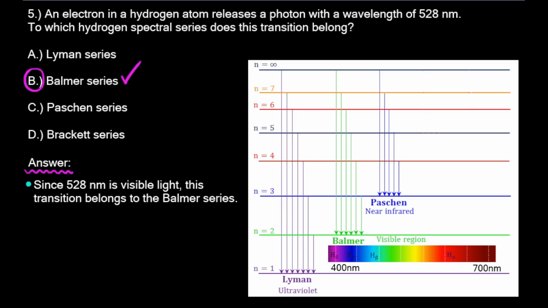Now, 528 nanometers is in the visible light range. But why? Because remember, we said red light has a wavelength of about 700 nanometers and violet light has a wavelength of about 400 nanometers. Here, 528 falls right in between 400 and 700 nanometers. This is the reason why it belongs to the visible light region of the spectrum. That means this transition is part of the Balmer series, the series responsible for all the colors of the visible light spectrum. So the correct answer is B, the Balmer series.